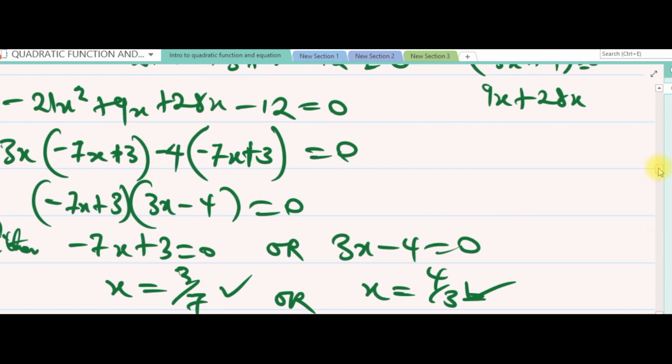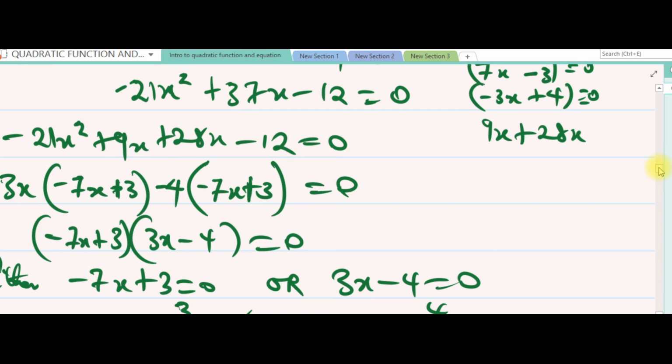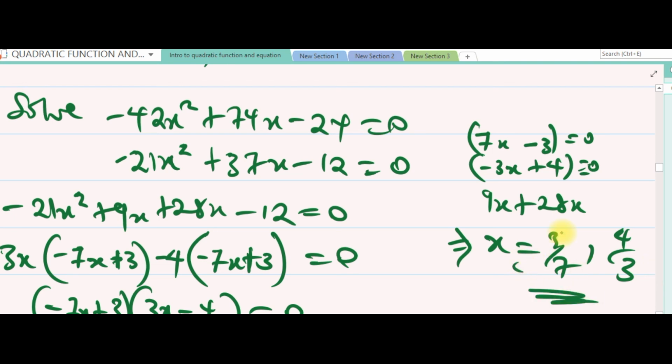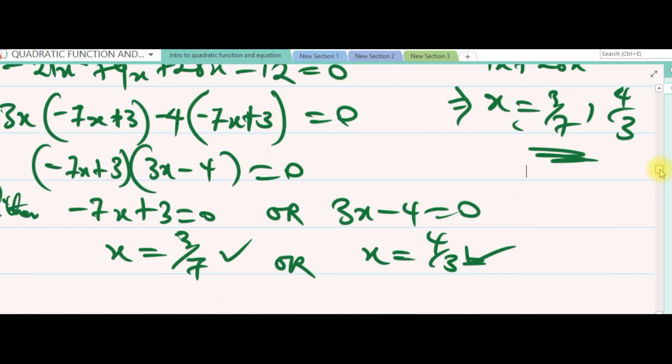Coming back, some might be wondering, how come here you still get the same answer? Check it from this, which implies that making x the subject of the formula is 3 over 7. Here, making x the subject of the formula is also 4 over 3. So we are correct. Though it seems they don't have the same factors, it depends, but the result must be the same.